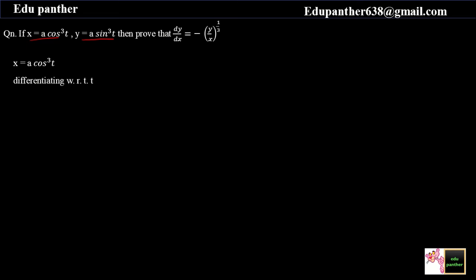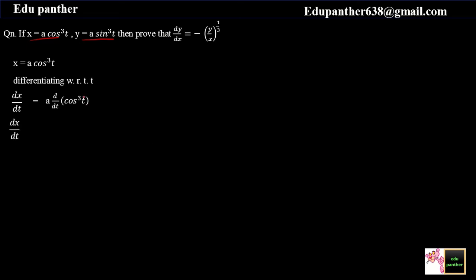Now again, pause your video here for some time and try to write the derivative of a cos cube t with respect to t, and comment whether you got the correct answer or not. So let's see what is the derivative of a cos cube t with respect to t. So dx by dt will be a times the derivative of cos cube t.